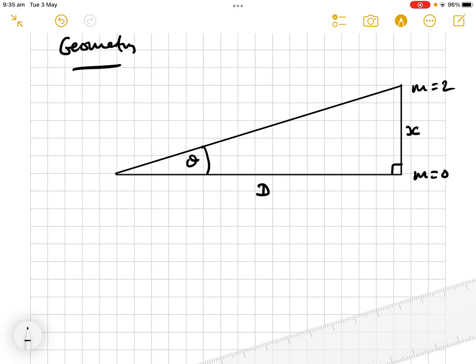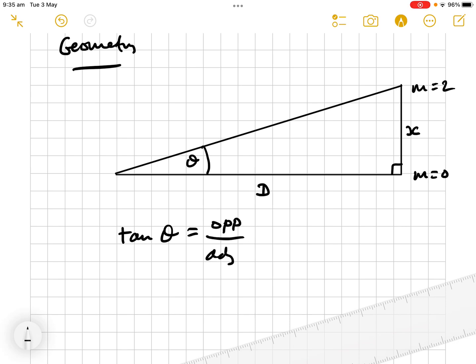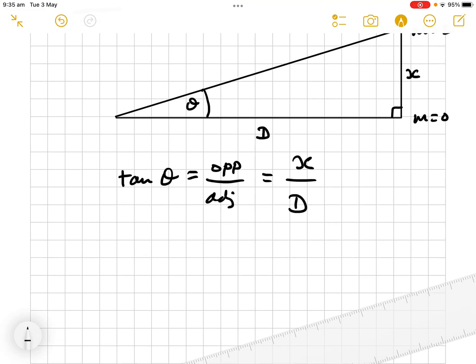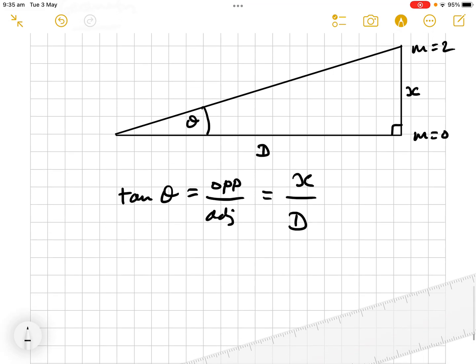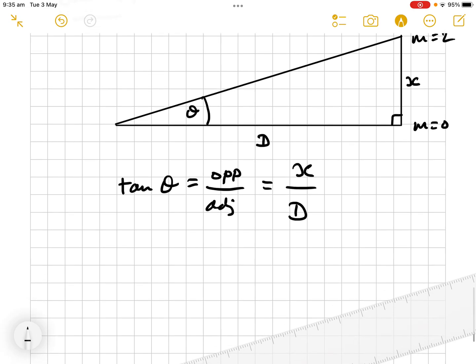Well, we can use our trigonometry to say that tan theta, which is opposite over adjacent, would be x over d. And sometimes in problems, to get theta, you will need to do a calculation like that. Another useful thing to remember is what's called the small angle approximation.